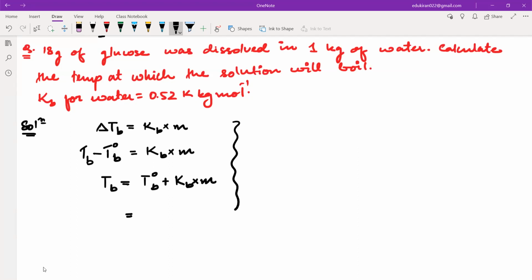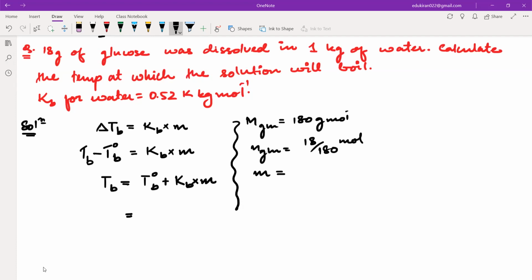See, start the sequence this way. First of all, the molar mass of glucose, which will be equal to how much? After that, you will find out the number of moles of glucose. Then you will find out the molality of the solution. Then you will plug in the values here. Molar mass of glucose is 180 grams per mole. So 180 grams per mole, number of moles will be equal to 18 upon 180.